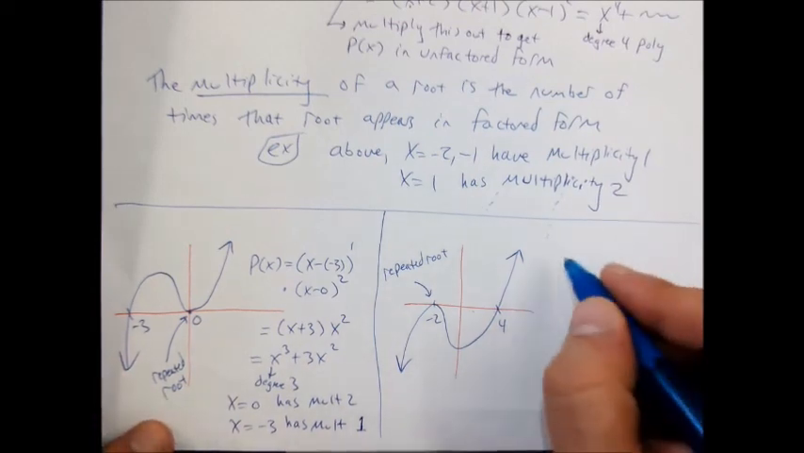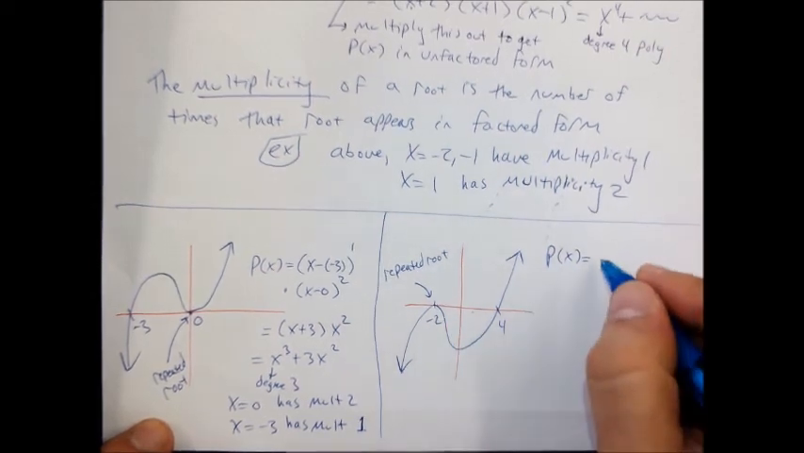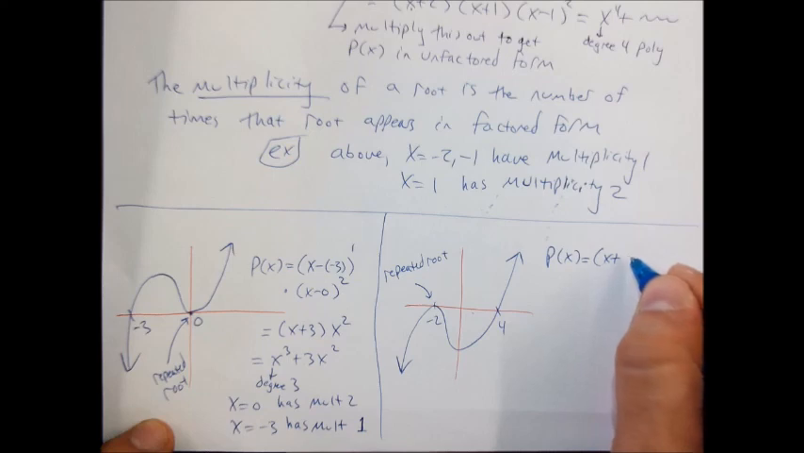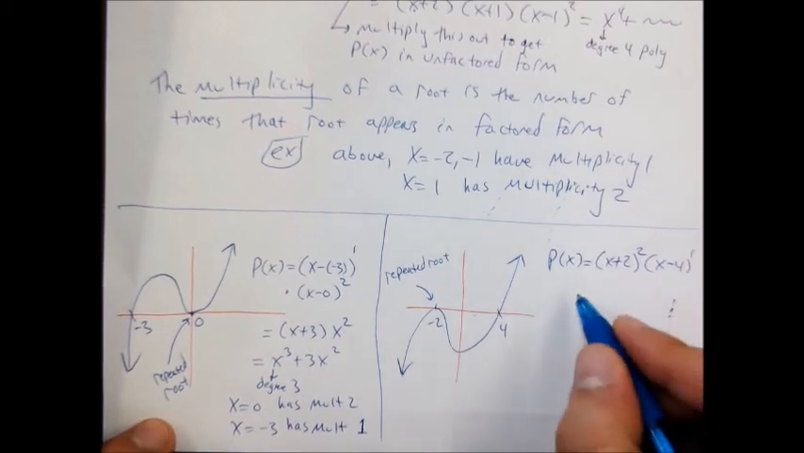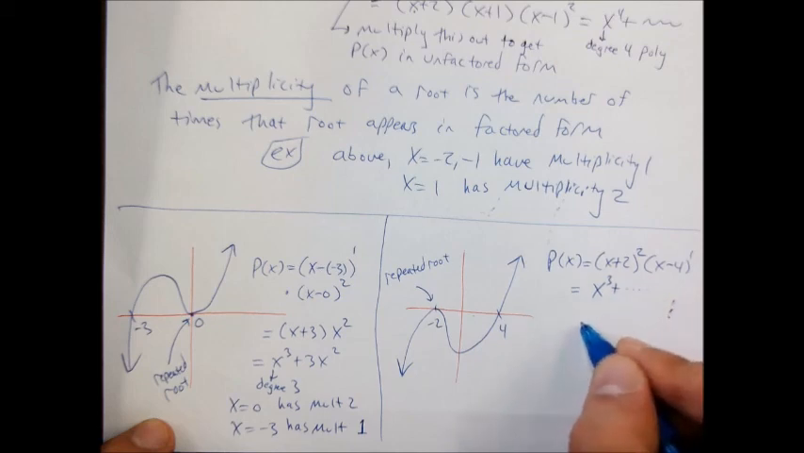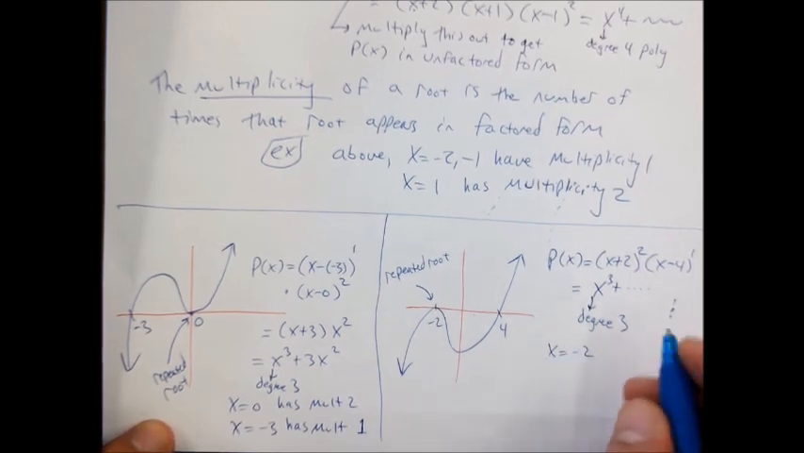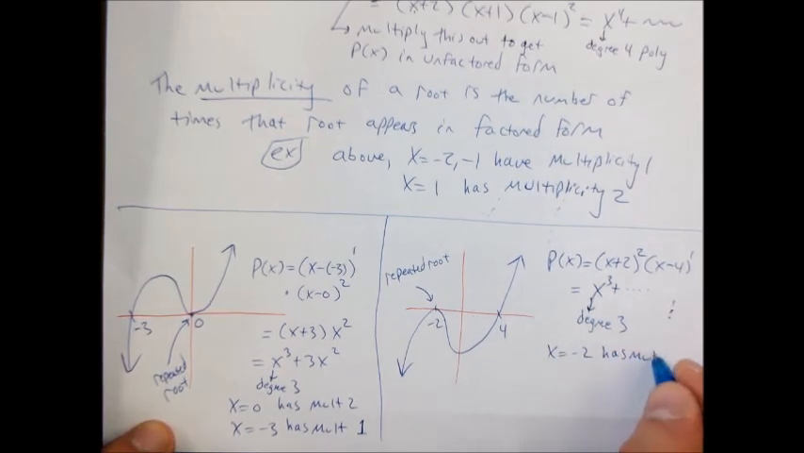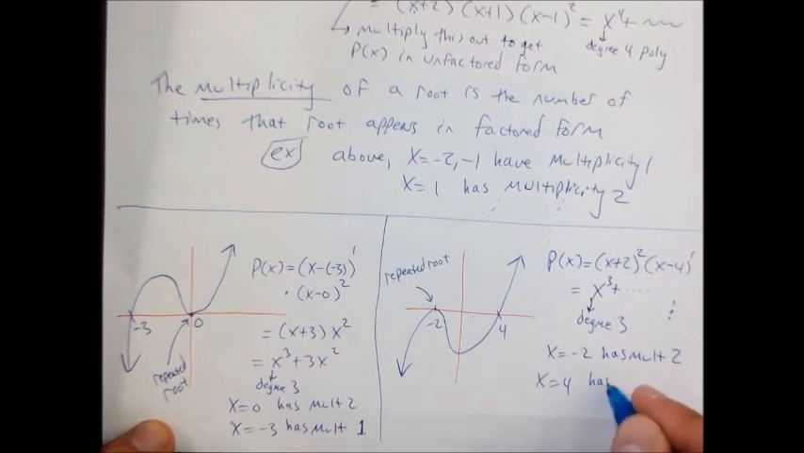And then on the other one, -2 is the repeated one here, and so we'll get x minus -2, which is a plus, right? And then x minus 4 to the 1. I'm not going to multiply this one out, but we also get x cubed plus blah, blah, blah. And so it's a degree 3. And we see that -2 is the one with the higher multiplicity, and x equals 4 is just 1.